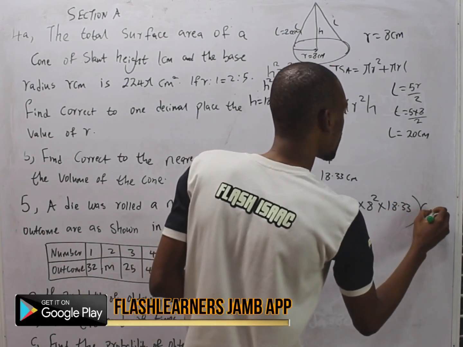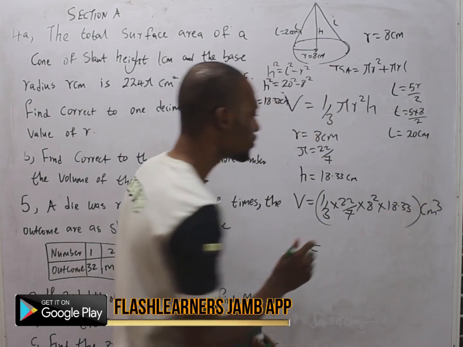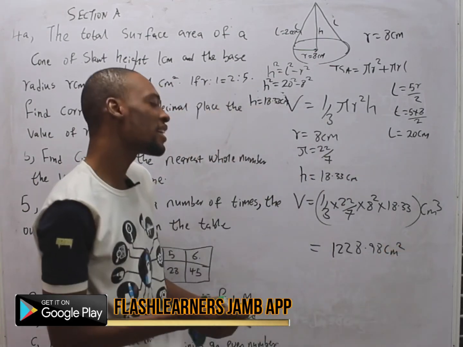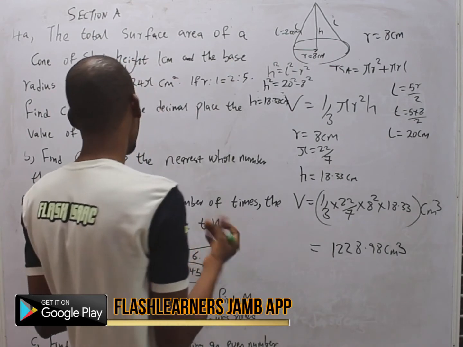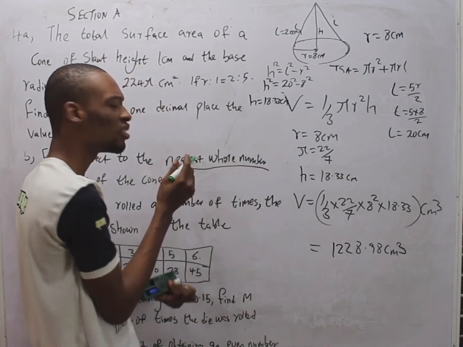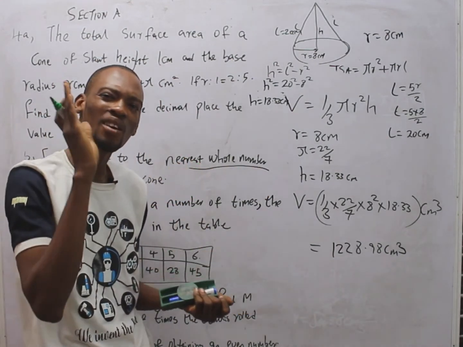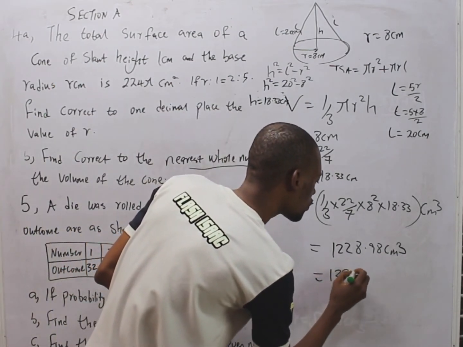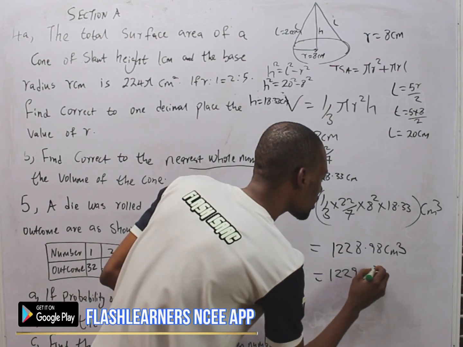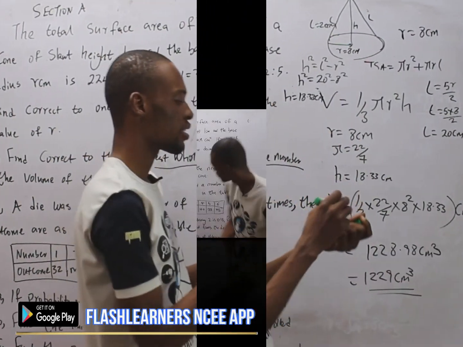Everything is in centimeter cube. This will simply give you 1228.98 centimeter cube. And we are asked to solve to the nearest whole number. Nearest whole number, that is simply 1229 centimeter cube. This is your answer.